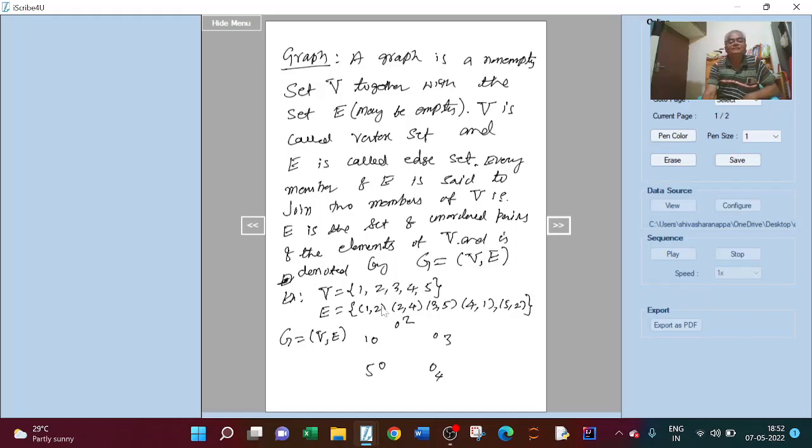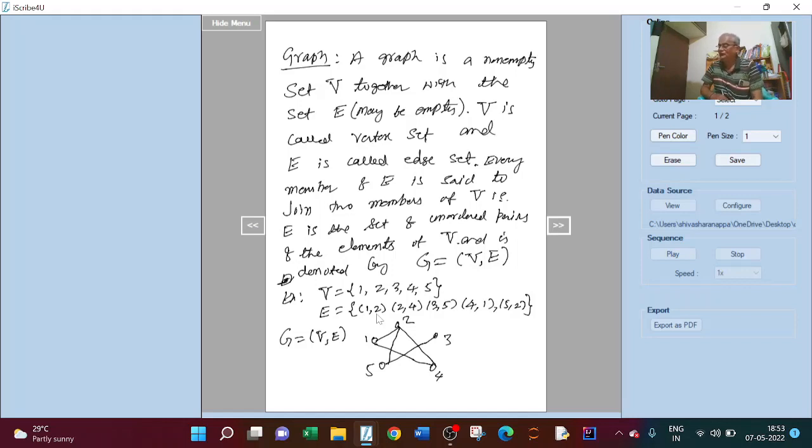Next, these are the pairs. 1, 2 is there, that means I have to join 1 and 2. This is an edge. And 2, 4 is there, so I will join 2, 4. Next 3, 5 is there, so I will join these two points, 3, 5. And 4, 1 is there. I will join 4, 1 or 1, 4, both are the same here. And 5, 2.